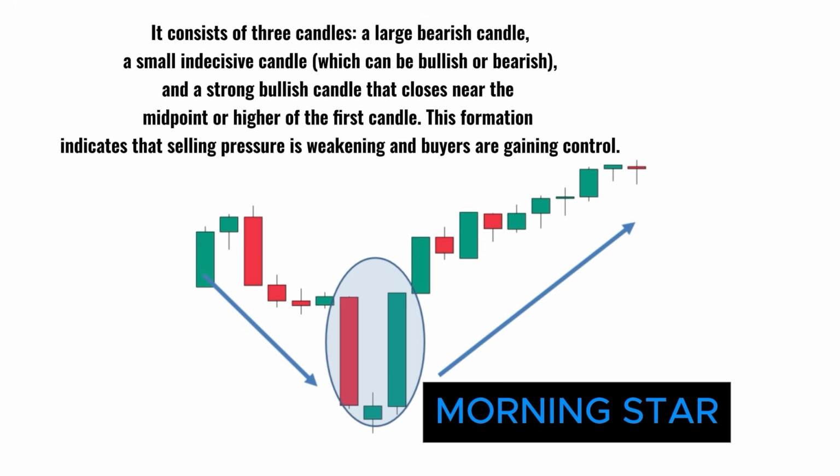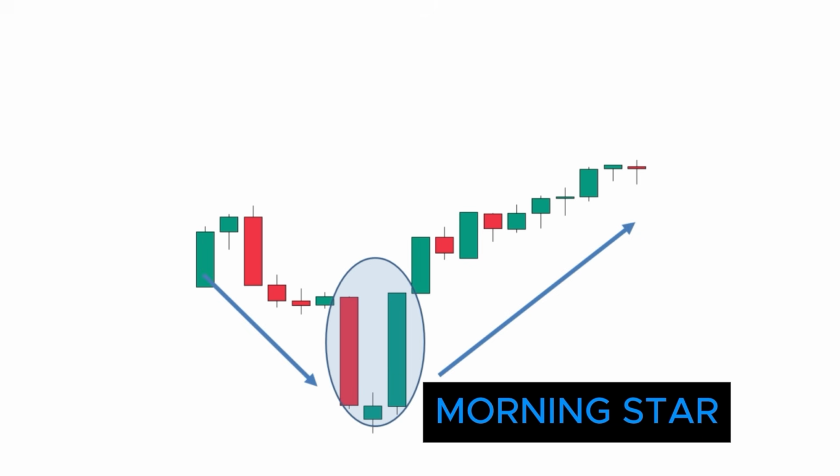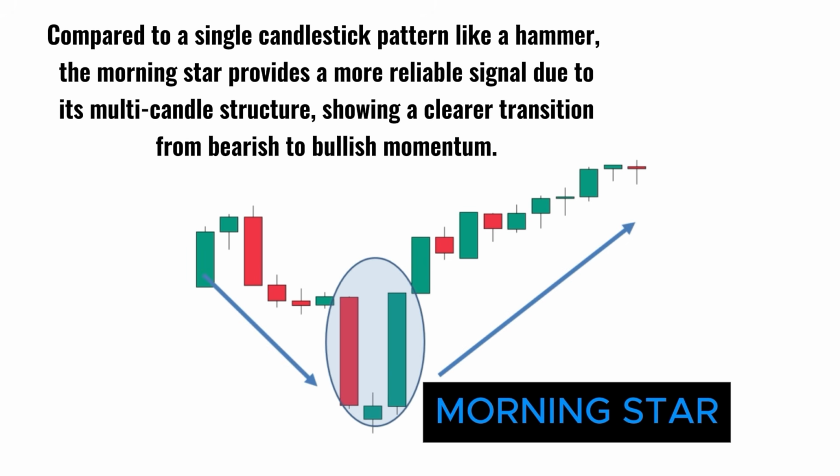A well-formed morning star suggests a strong reversal, especially when confirmed by high volume or support levels. Compared to a single candlestick pattern like a hammer, the morning star provides a more reliable signal due to its multi-candle structure, showing a clearer transition from bearish to bullish momentum.